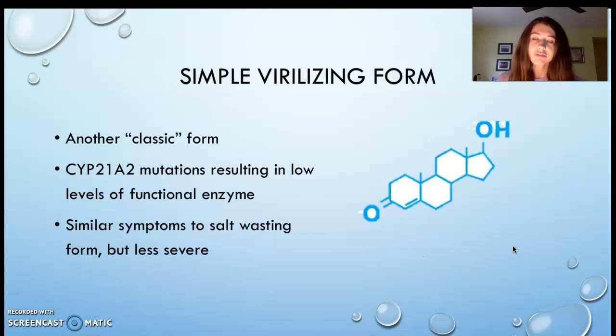The simple virilizing form is very similar to what I just mentioned, except the mutation in the CYP gene will render the 21-hydroxylase enzyme still somewhat functional, maybe only 1% functionality, but there will still be a little bit of aldosterone and cortisol produced. I have a picture of testosterone on the right just to remind myself that in both of the forms I just mentioned, the salt-wasting and the simple virilizing, the external genitalia of females will be ambiguous and males will have an enlarged testis, and this is due to excess production of androgens.